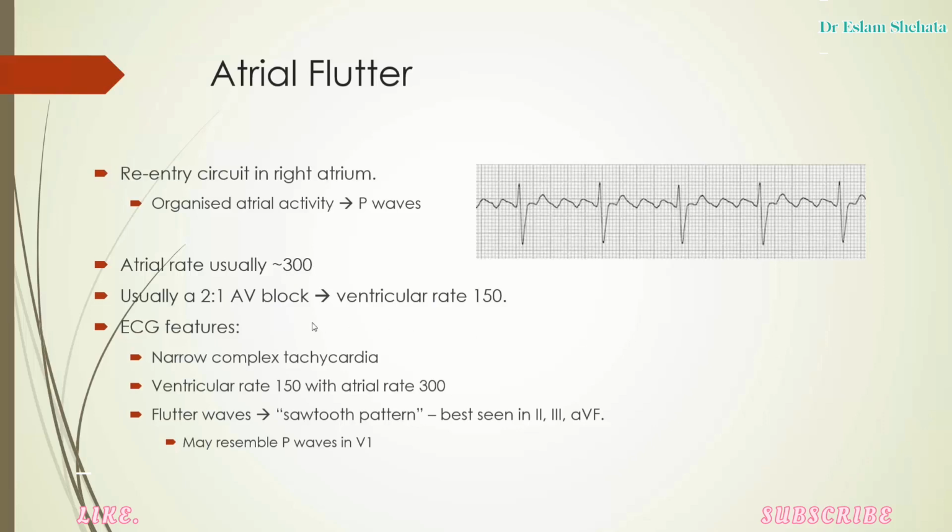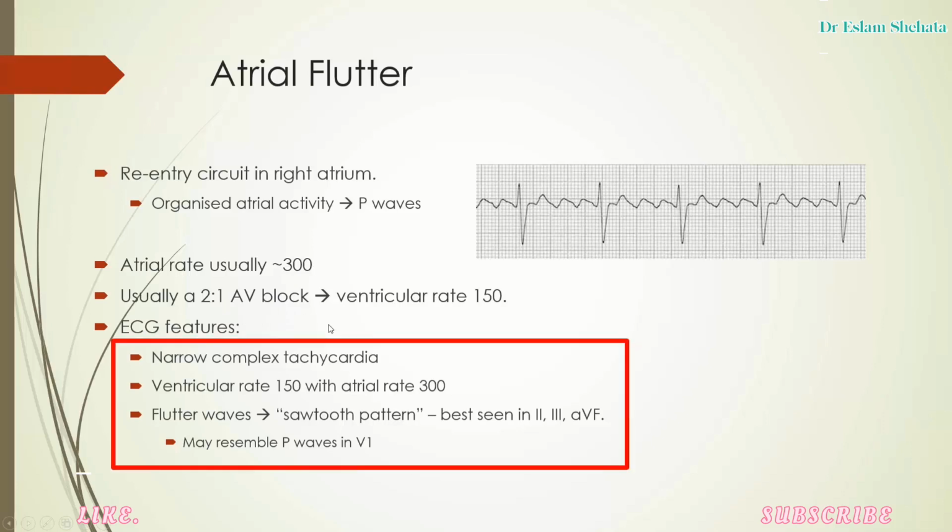The atrial rate in atrial flutter is usually about 300, and there's often a 2-to-1 AV block, leading to a ventricular rate of 150. Having said that, it's not always a 2-to-1 block, and it might be a variable block. So this isn't always a regular tachycardia. It can be irregular if there's a variable block.